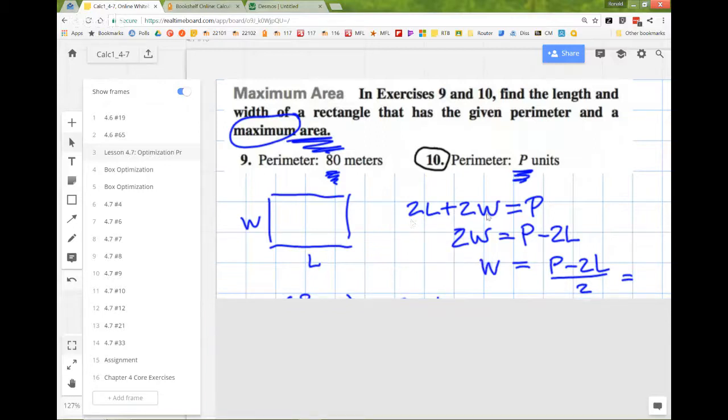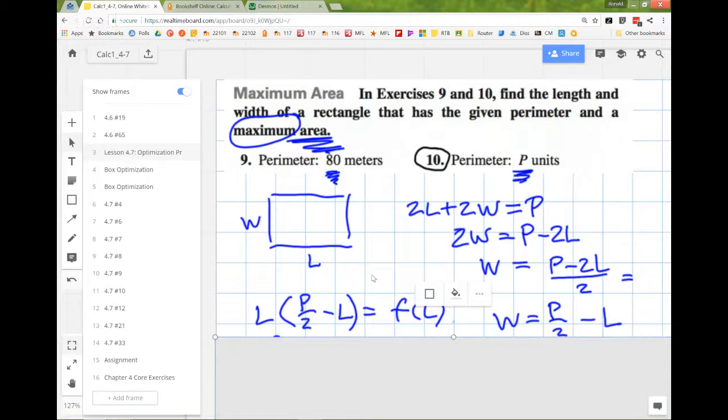So now we still want to do what we did before. We don't want W and L. So what we do is we solve for W. 2L plus 2W equals P. Subtract 2L from both sides, divide both sides by 2, and I've got this new name for the width.